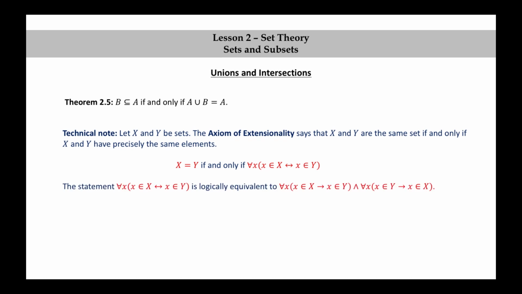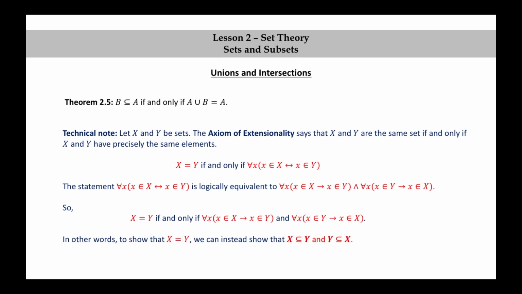The statement, for all x, x in X if and only if x in Y, is logically equivalent to the statement, for all x, x in X implies x in Y, and for all x, x in Y implies x in X. So, X is equal to Y if and only if, for all x, x in X implies x in Y, and for all x, x in Y implies x in X. In other words, to show that the set X is equal to the set Y, we can instead show that X is a subset of Y and Y is a subset of X.